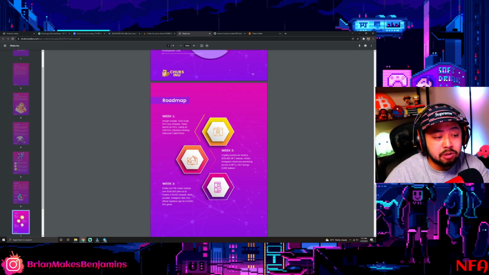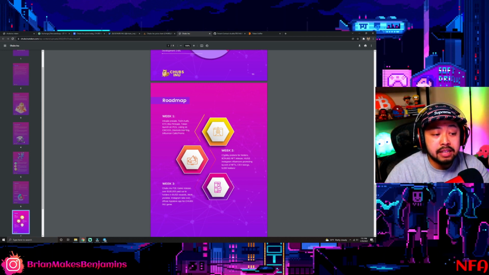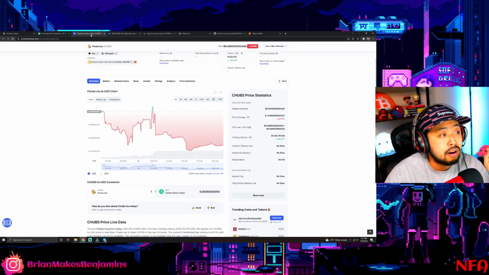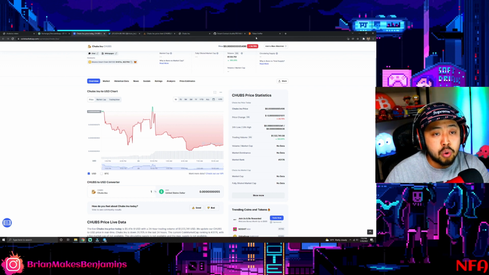And going to the roadmap, they did their PinkSale presale, the audit, the KYC through PinkSale, the token launch on PancakeSwap, the listing on CoinMarketCap and CoinGecko, which we could see right over here. CoinMarketCap already has it, and from what I see, they're not yet listed on CoinGecko yet.